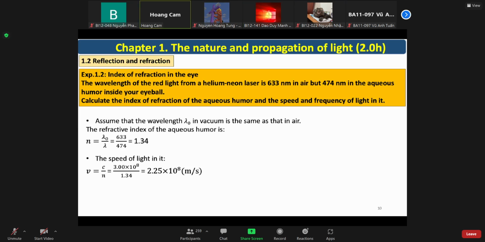F equal V over lambda. Yeah, and then you replace the values in air. Yes, thank you, Hà. And also thank you, Nhật Anh, for your discussion.